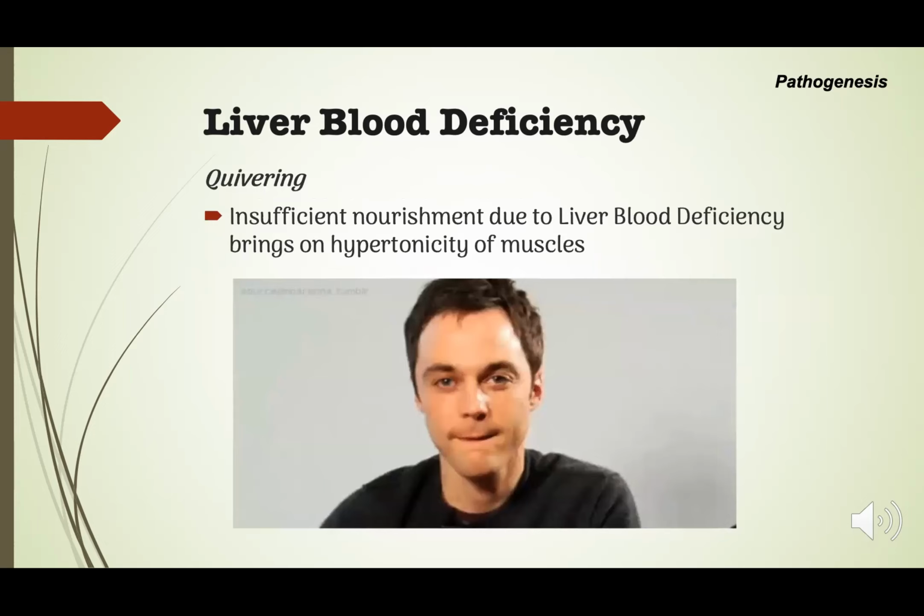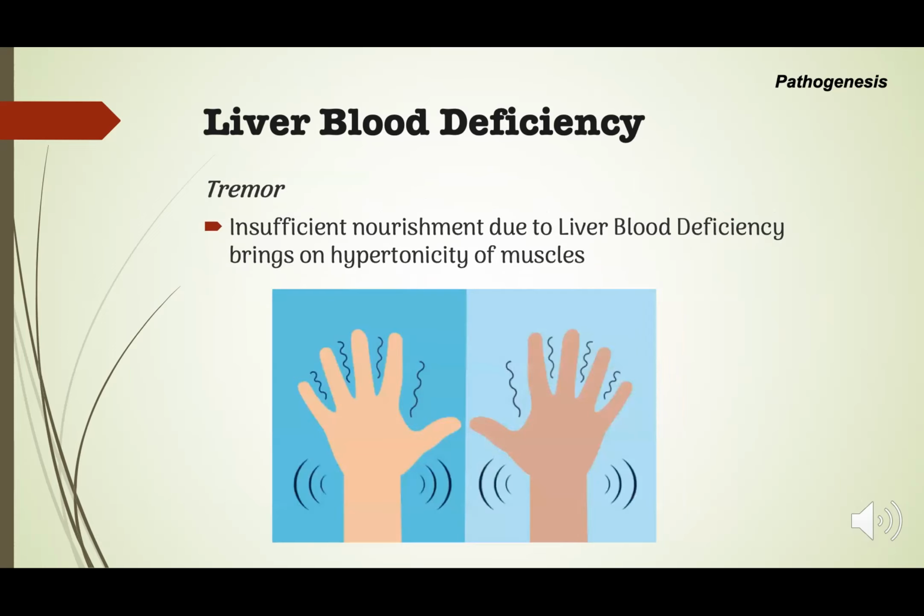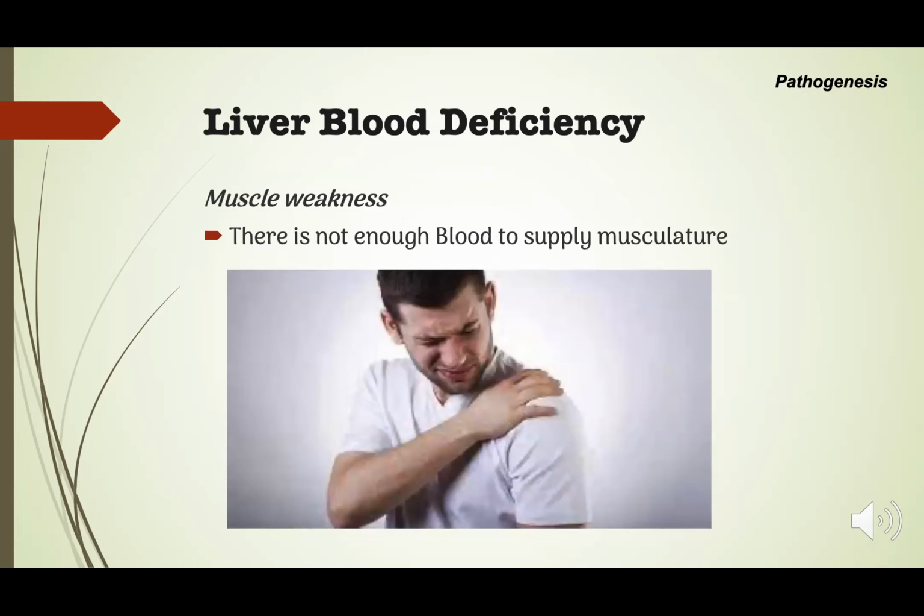Quivering, insufficient nourishment due to liver blood deficiency, it brings on hypertonicity of muscles. Muscle cramps, there is insufficient nourishment due to liver blood deficiency, so it brings on hypertonicity of muscles. Tremor, kaya nagkakaroon ng tremor, nanginginig. Muscle weakness, there is not enough blood to supply the musculature. Muscle weakness po yun.